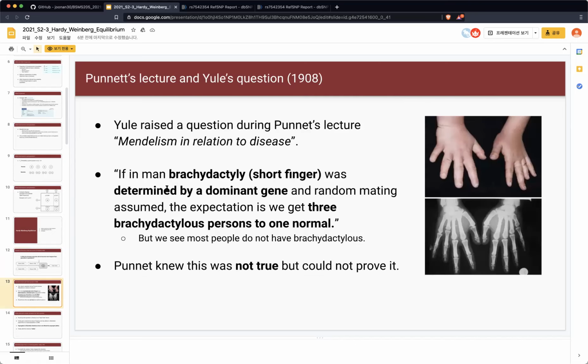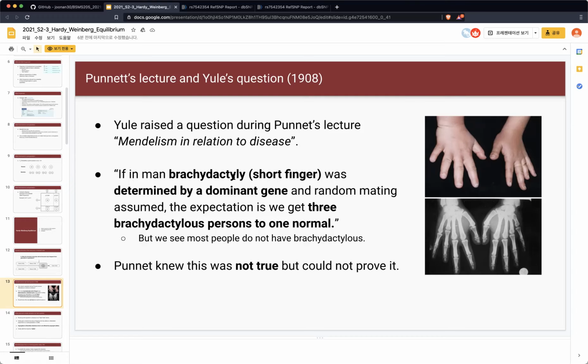That question was actually raised by Yule in a Punnett lecture in 1908. As I mentioned previously, he raised it during the lecture on Mendelism in relation to disease. Yule's question was: if in a population brachydactyly, which is the short finger disease, is known to follow a dominant pattern.